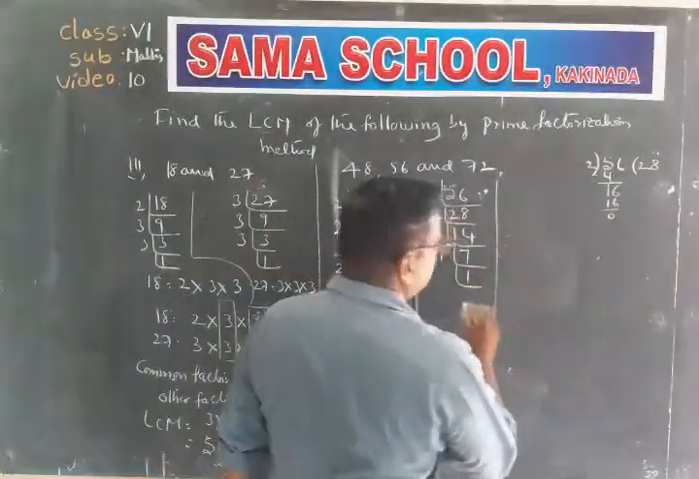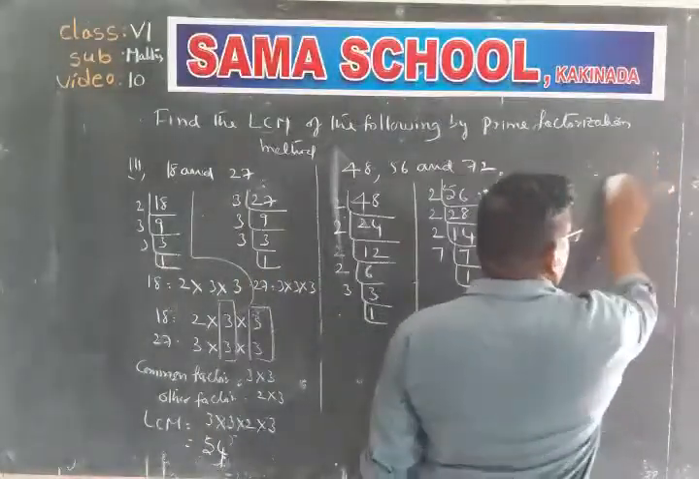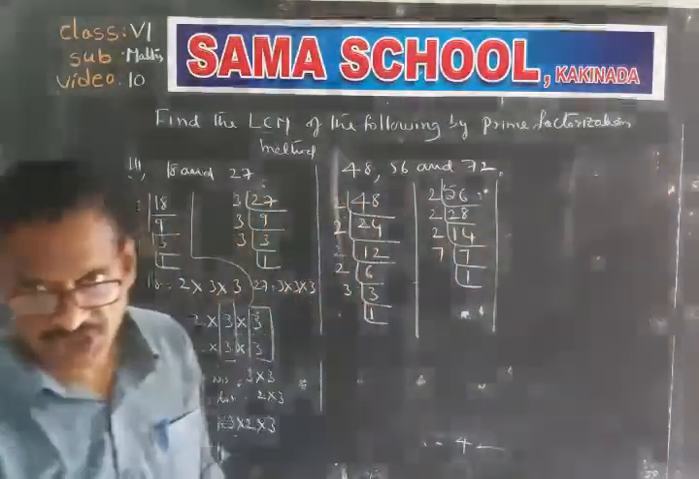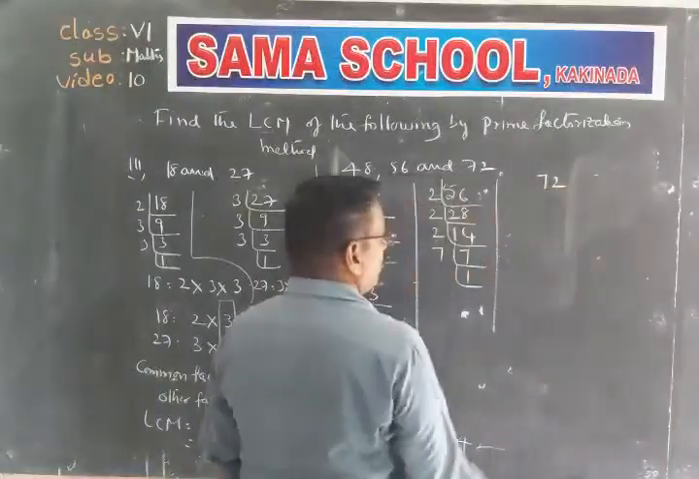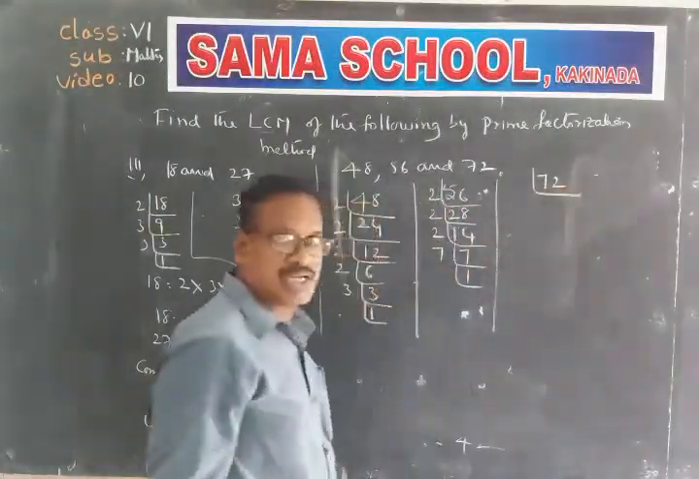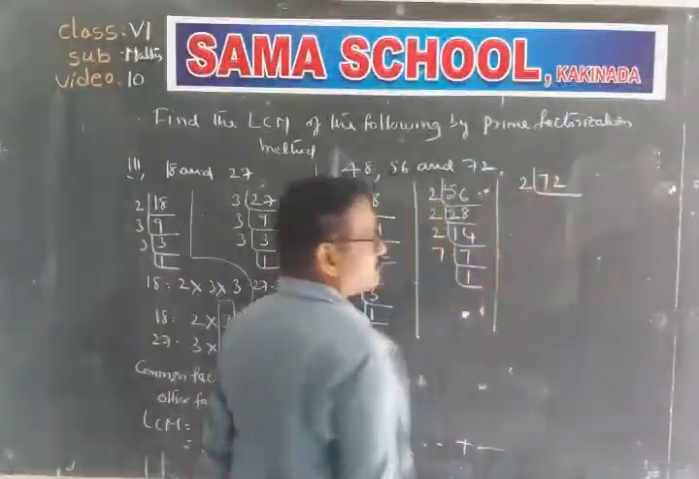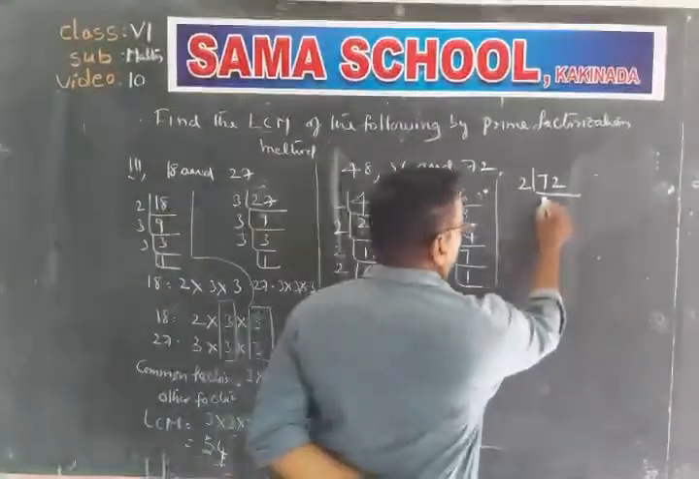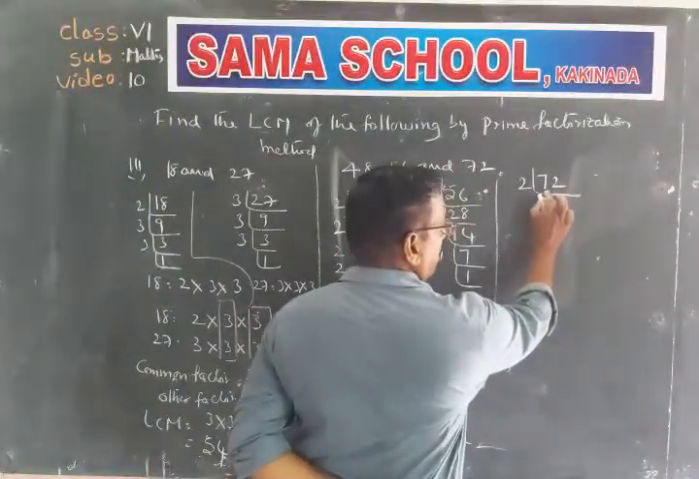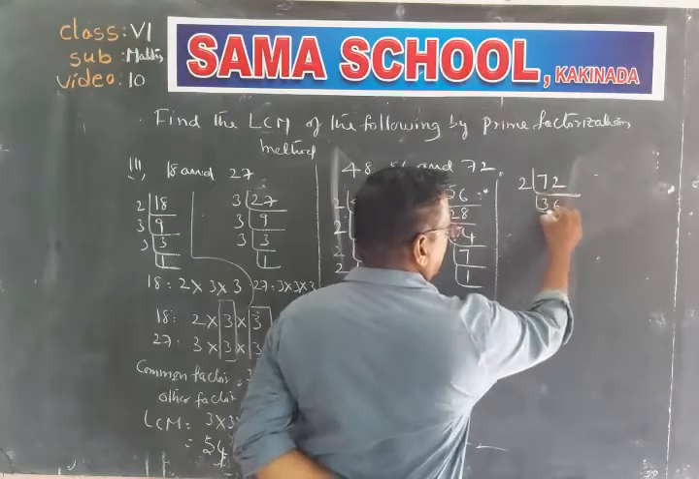Now another number. The another number is 72. Given 3 numbers, you find the prime factorization of the first 3 numbers. Okay, 72. Now you take the least prime number, which is 2. 2, how many times divisible in 72? 2 3s are 6. What is the remainder? The remainder is 12. 2 6s are 12.